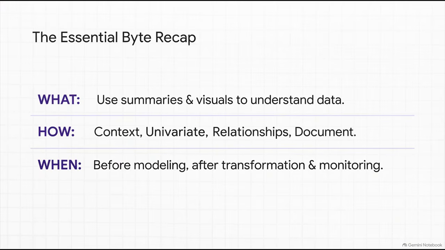Let's recap the essential bytes. What is it? It's using summaries and visualizations to truly understand your data before formal modeling. How does it work? By systematically moving through context, univariate, relationships, and document. And when does it matter? Before feature engineering, immediately after any data transformations, and actively during monitoring when new data flows in.